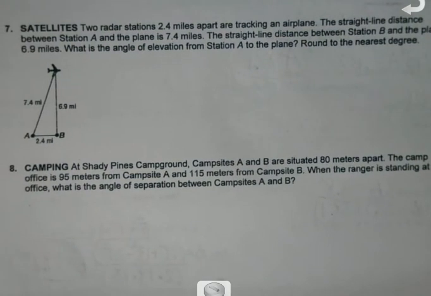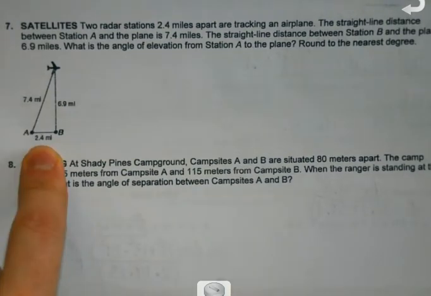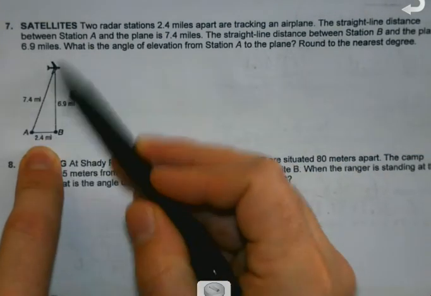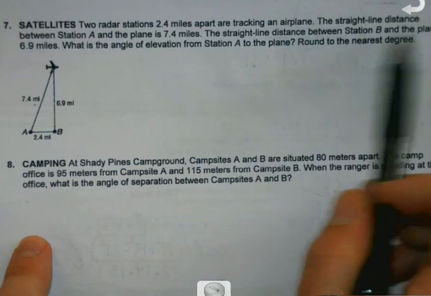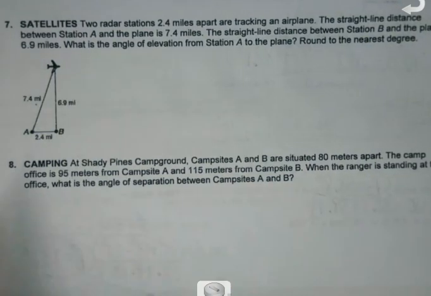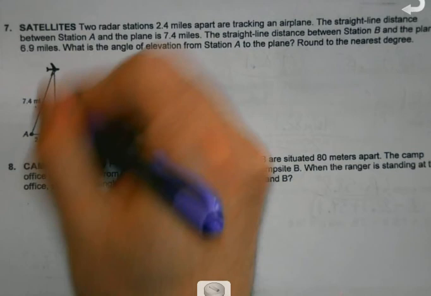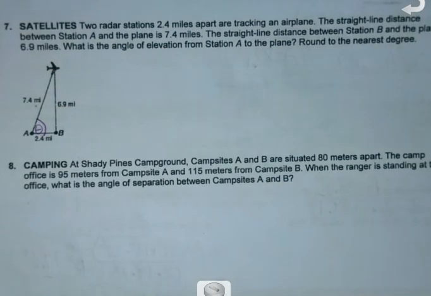So I want to go to applications now because we get to do the same thing with them, so it's not like we're not getting more practice. So okay, two radar stations 2.4 miles apart are tracking an airplane. The straight line distance between A and the plane is 7.4. Well, it's nice they're labeling everything for us. The straight line distance between B and the plane is 6.9. What is the angle of elevation from A to the plane? What's this angle over here?